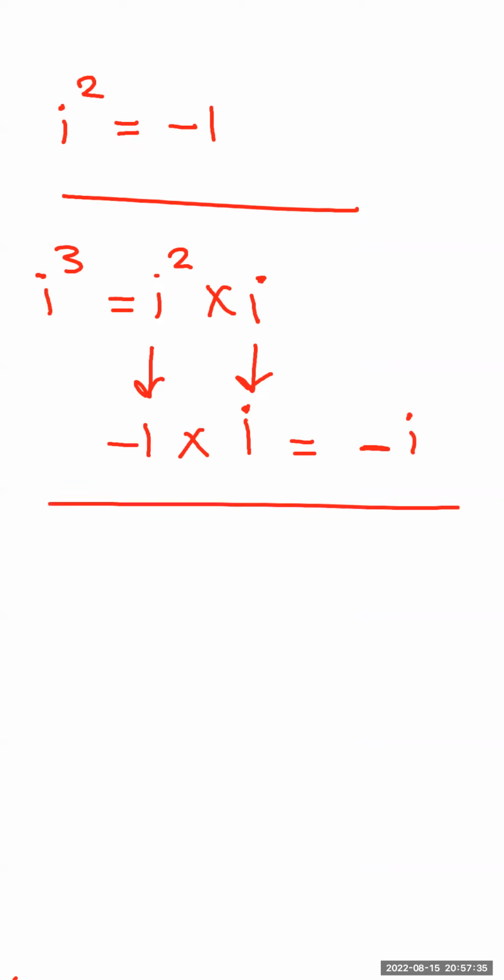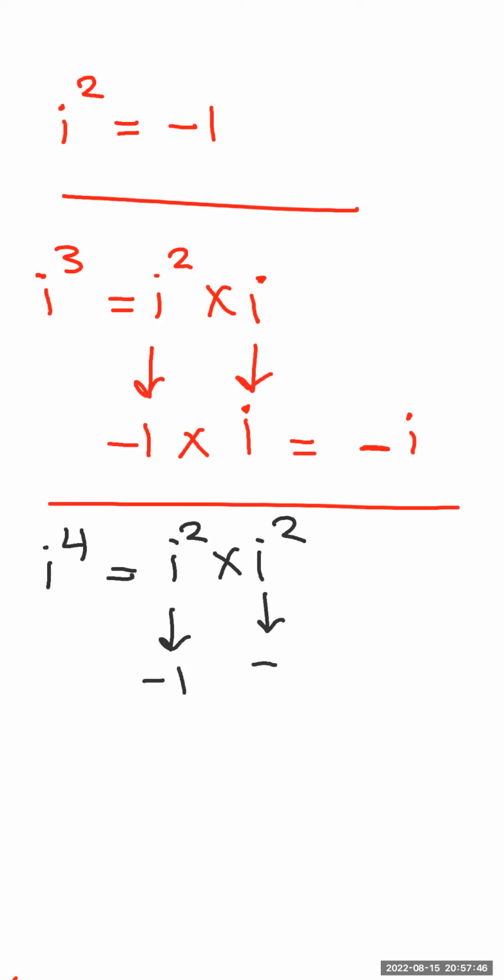Now the next point, what about i to the power 4? Actually, this one is i squared times i squared. So this means -1 and -1. So -1 times -1 means 1. So i to the power 4 equals 1. Correct?